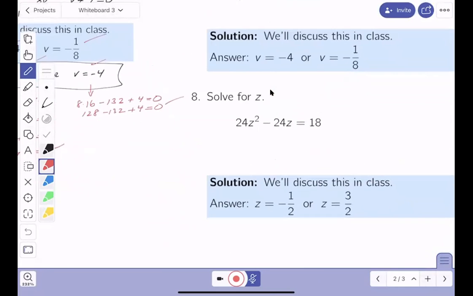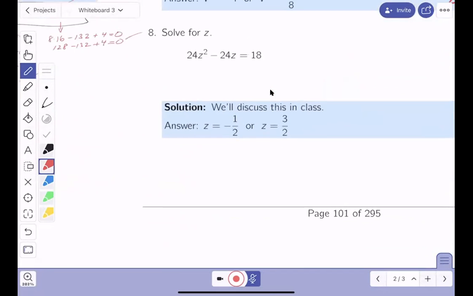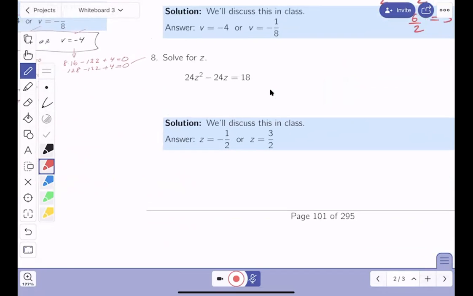All right, that was number 8. And I think I'll go to the next page now. All right, we just did number 8, right? Did I do 8?